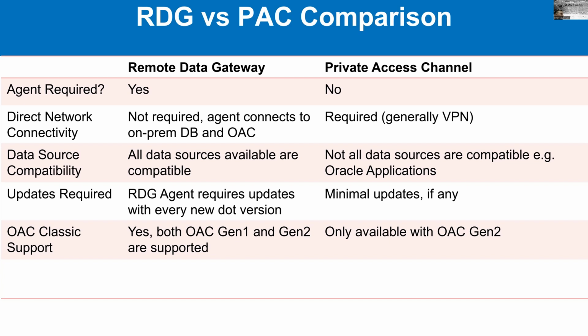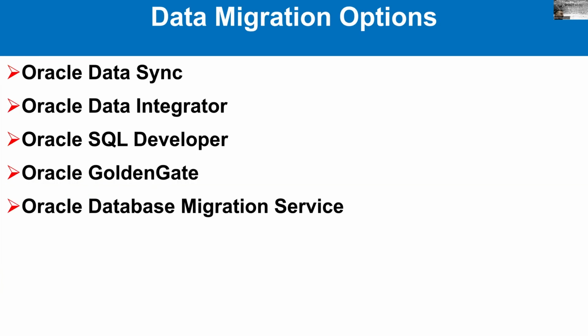OAC Classic support. So the version 1, I guess generation 1 of OAC, was also called OAC Classic. RDG is supported on both OAC Gen 1 and Gen 2, but private access channel is only supported with the Gen 2 version of OAC or the Gen 2 hardware of OCI.